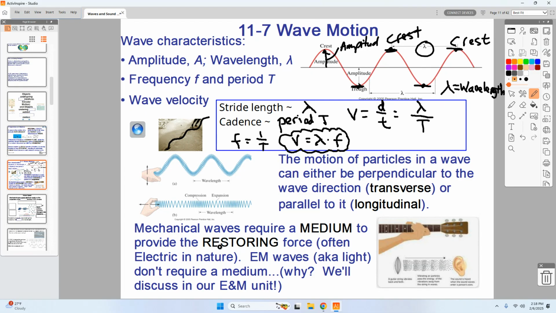Electromagnetic waves, those are things like light, radio waves, X-rays, things like that, do not require a medium. And the reason for that has to do with something called the electromagnetic force. We'll study that in Unit 5, which is on electricity and magnetism. So EM waves do not require a medium, because the restoring force has to do with electromagnetic interactions. So we'll show you that stuff in a later unit.